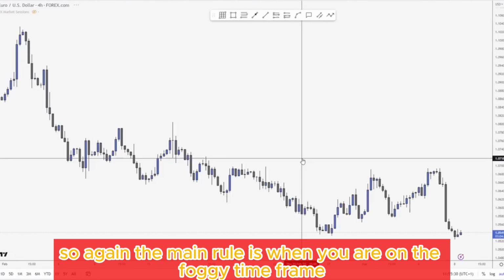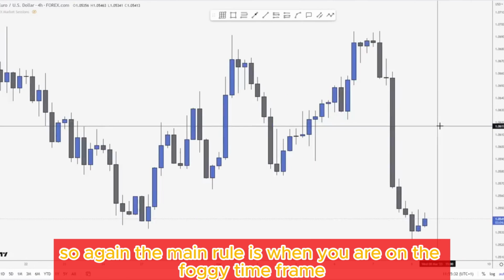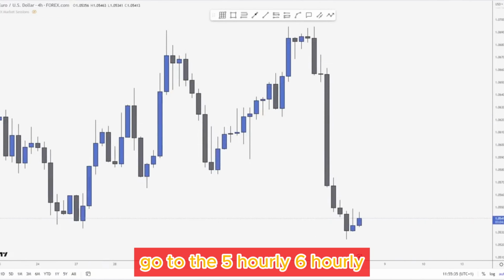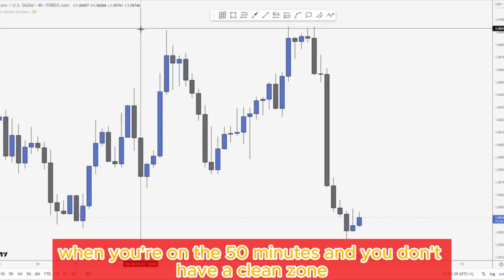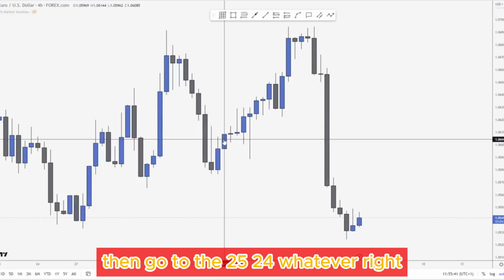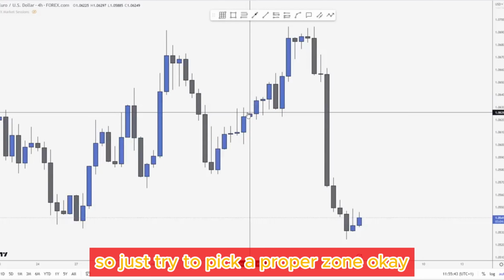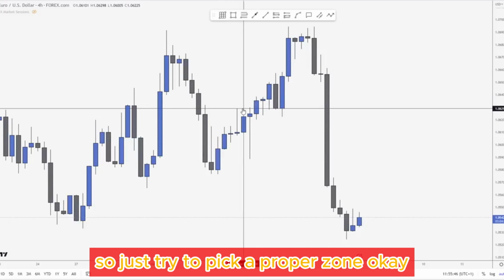Okay, so again, the main rule is when you are on the 4-hour time frame and you don't have a clean zone, go to the 5-hourly, 6-hourly, 7-hourly, wherever, right? When you're on the 15 minutes and you don't have a clean zone, then go to the 25, 24, or whatever, right? So just try to pick a proper zone, okay?